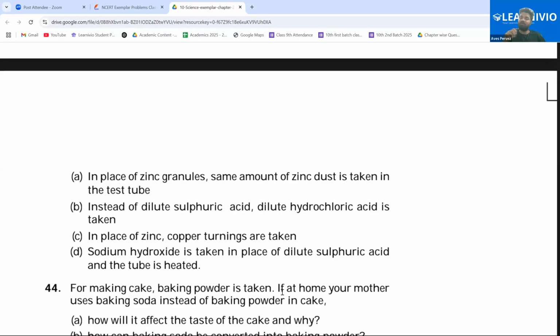In case of zinc, if you take copper, will the reaction take place? In case of zinc, if you take copper, will the reaction take place?